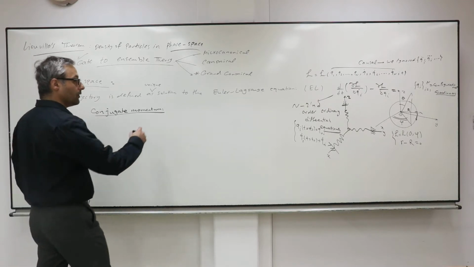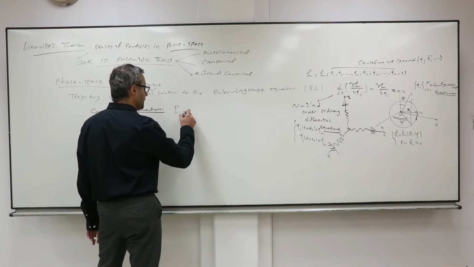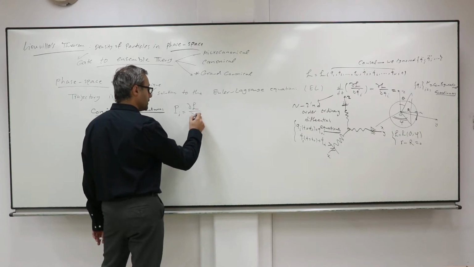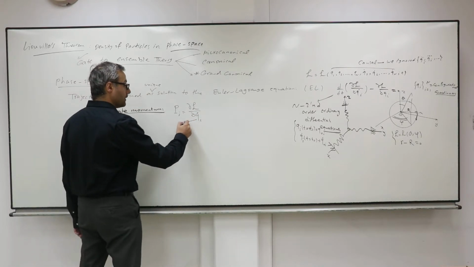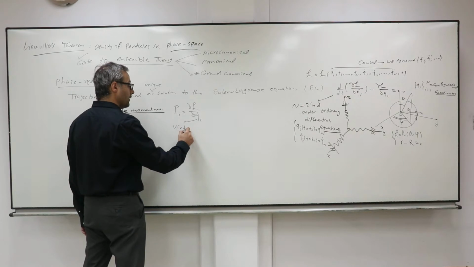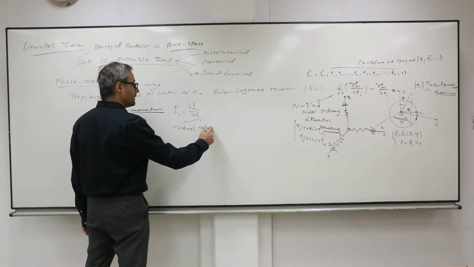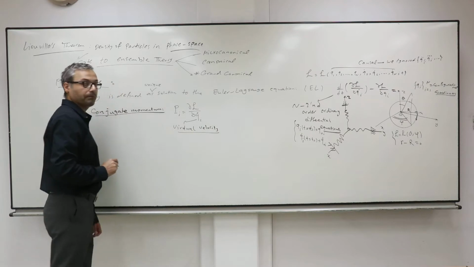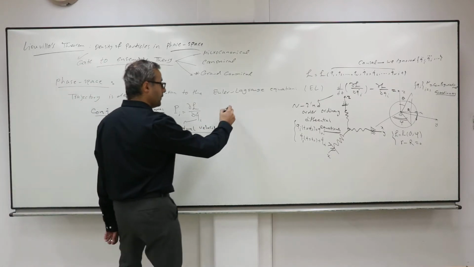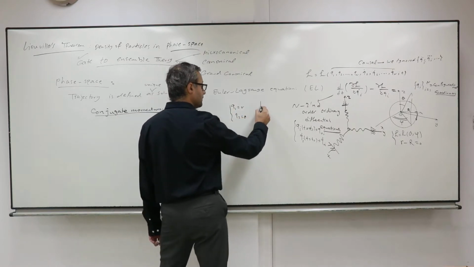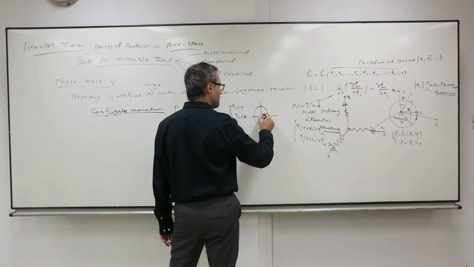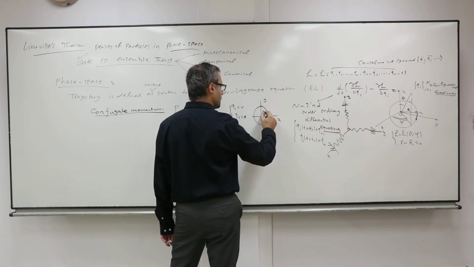So conjugate momentum for any dynamical system is defined as the partial derivative of the Lagrangian with respect to the virtual velocity. We call it virtual velocity because it does not always imply a velocity. For example, if your coordinates are r and theta, these coordinates can be used to describe the motion of a particle in the plane. If the particle moves, r and theta are moving.